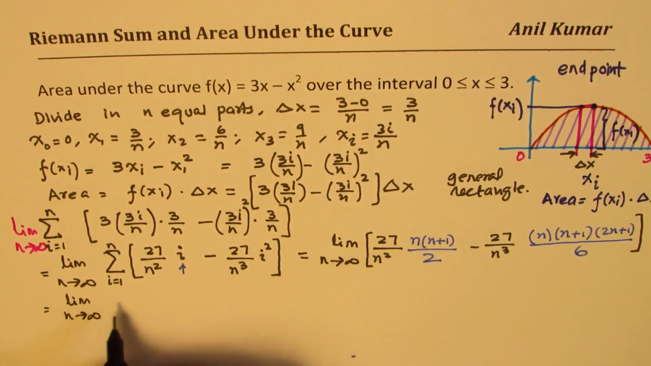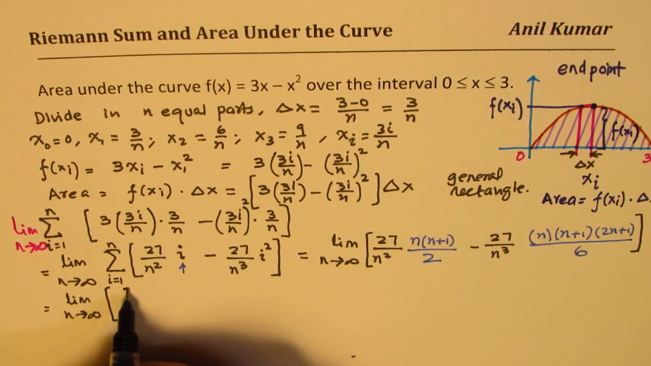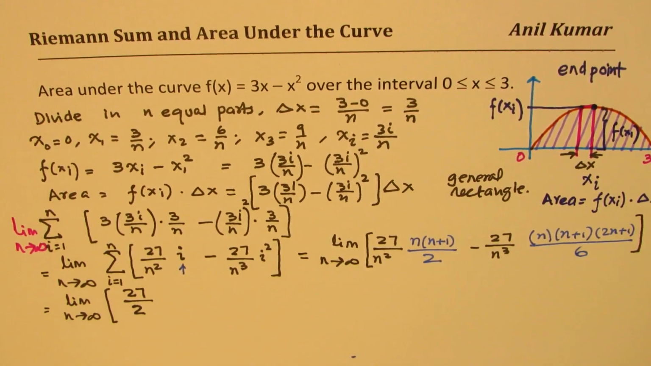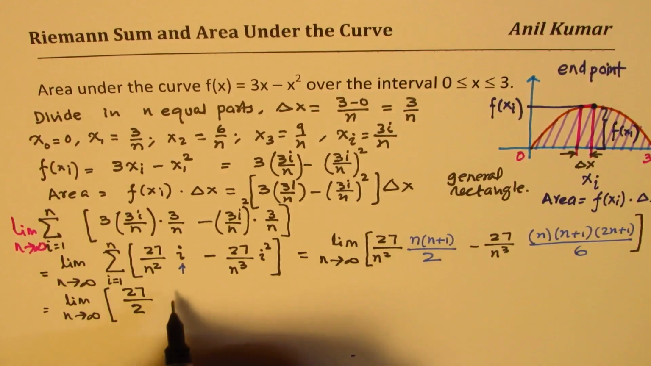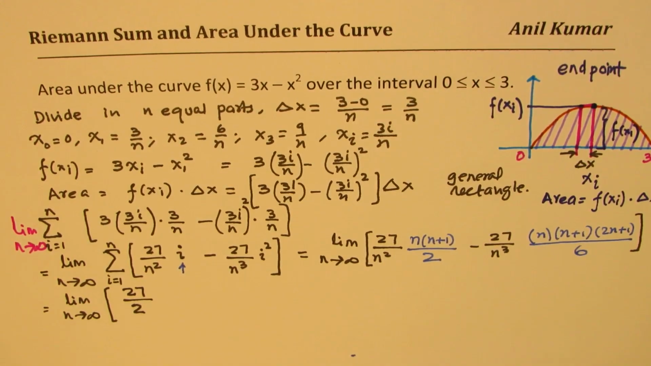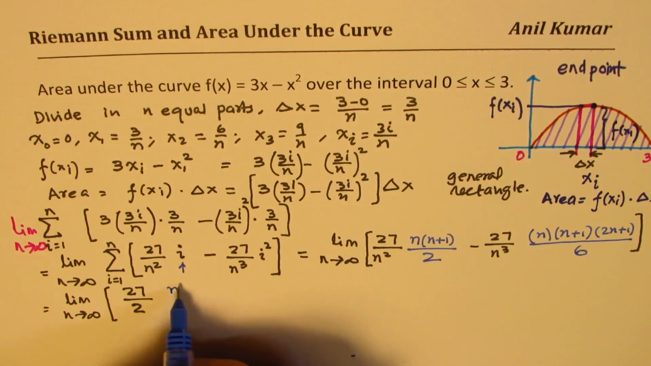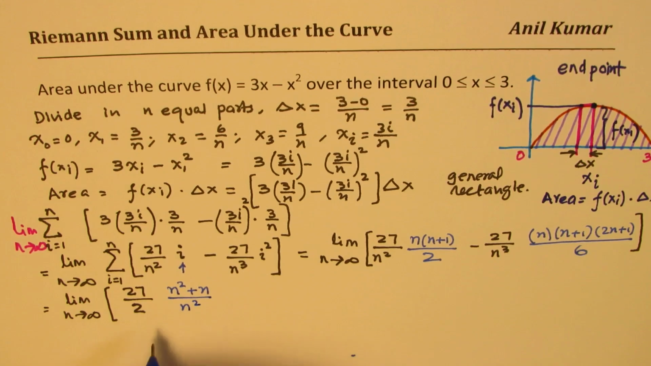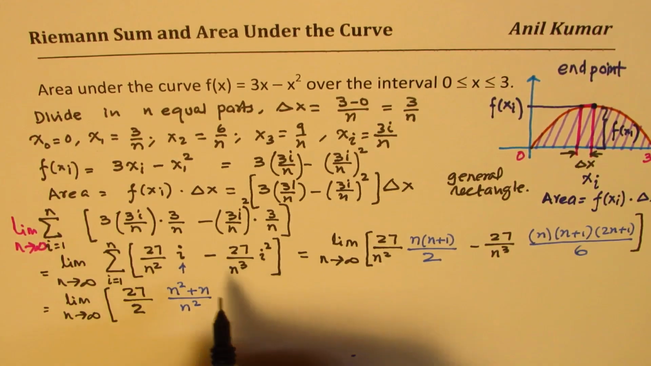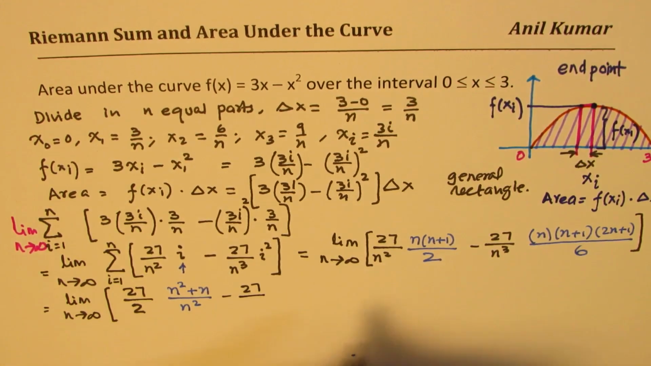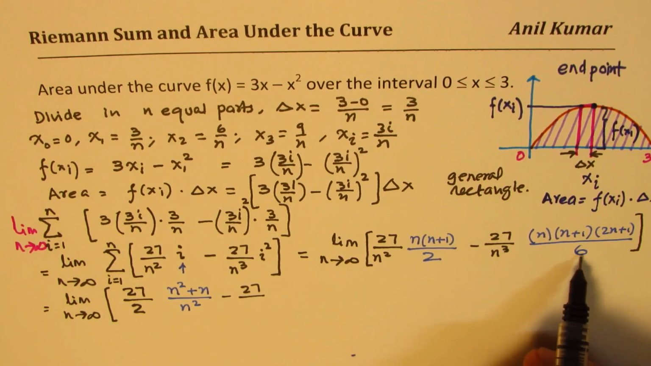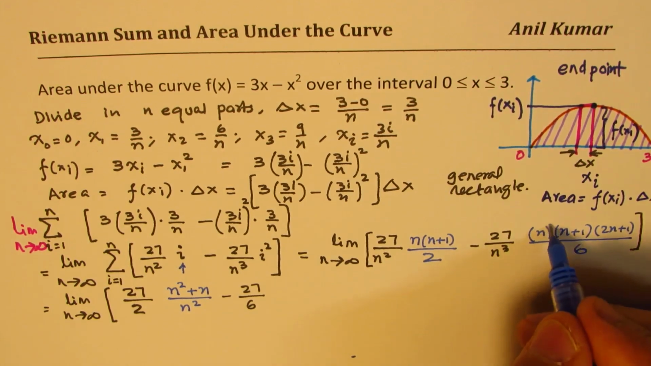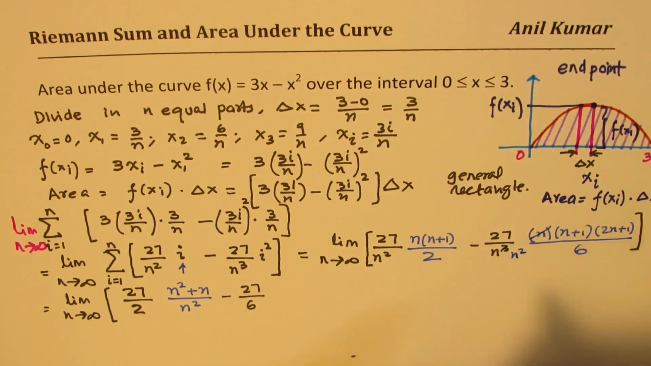Now let's continue. So we have limit n approaches infinity, and we can simplify this a bit. Well, 27 over 2, let's write like this. I'm trying to make it simple for you, taking some time, of course. And now, let's open this bracket. So we have n square plus n, we open this bracket, divided by n square. Is it clear to you? Now the rest of the thing here is minus 27 over n cube. We'll write 6 here, okay. And well, n cube, one of them will cancel, so we get n square now.